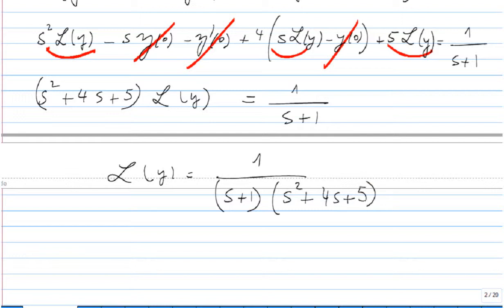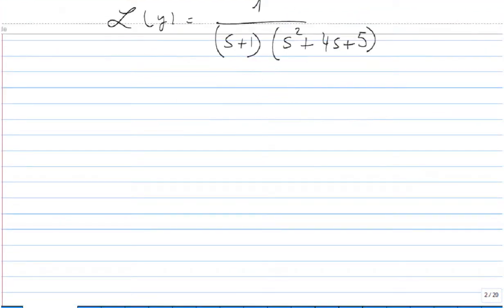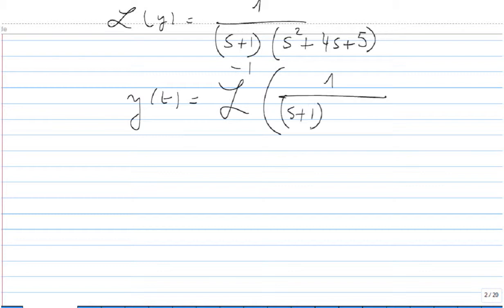So we found the Laplace transform of the unknown function, and now we need to find y by using the inverse Laplace. So now what we know is that y of t is going to be the inverse Laplace of 1 over s plus 1 times s squared plus 4s plus 5. Okay, so for that we need to do a partial fraction decomposition technique.